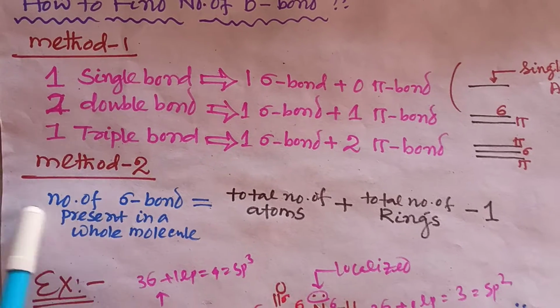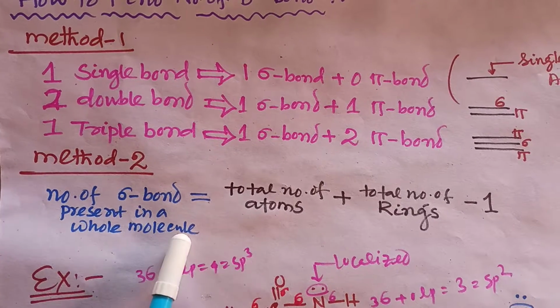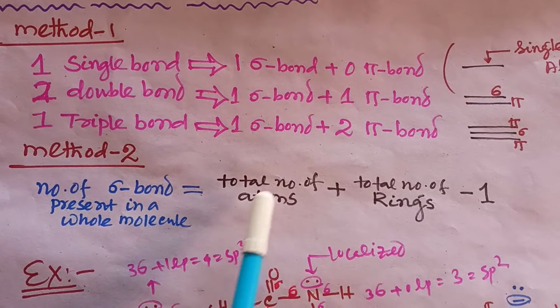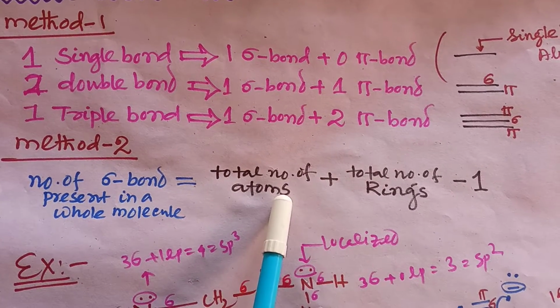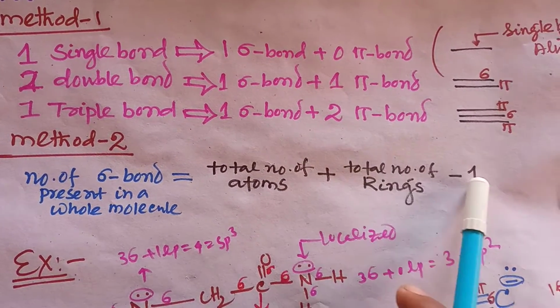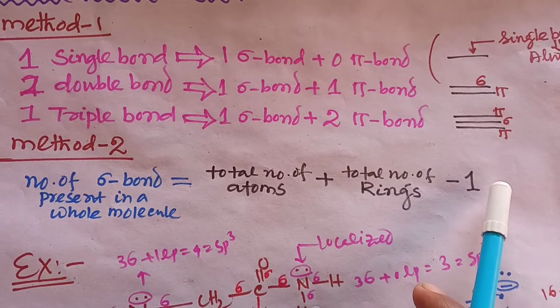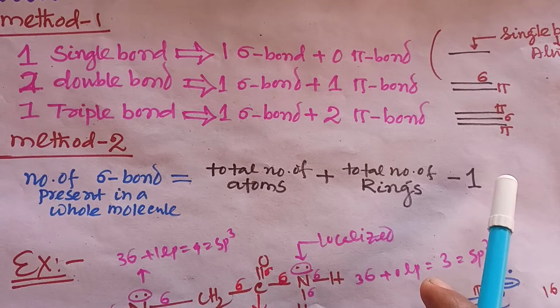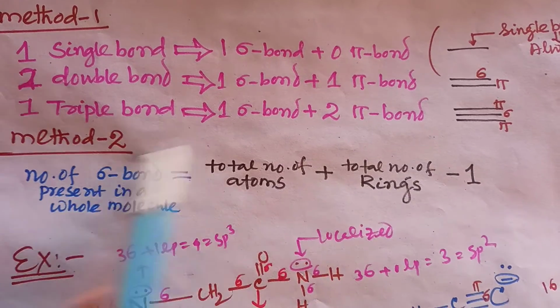Method number 2. The number of sigma bonds present in a whole molecule can be calculated as the total number of atoms present in that molecule plus the total number of rings minus 1. This is also another method to find the number of sigma bonds present in a given molecule.